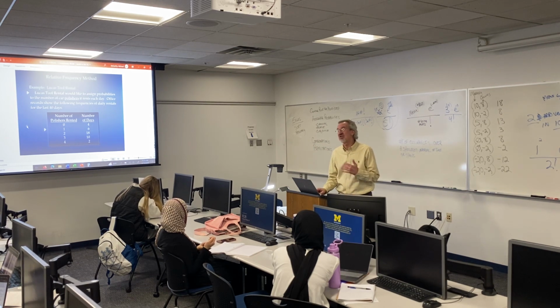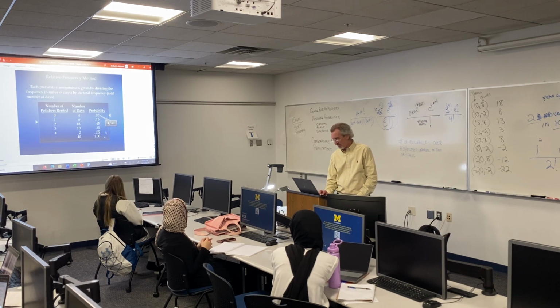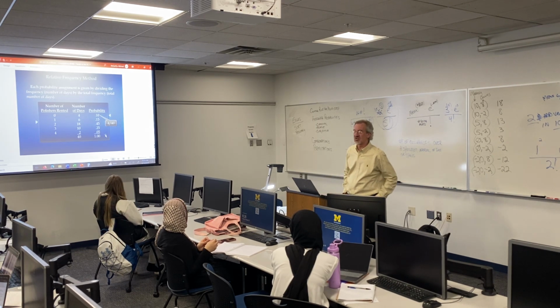But I want you to turn it into relative frequency. So you got to take each number and divide by the total, which is 40. 10 days, 4 divided by 40, 6 divided by 40, 18 divided by 40, 10 divided by 40, and 2 divided by 40. There it is. Now I'm going to ask the question again.